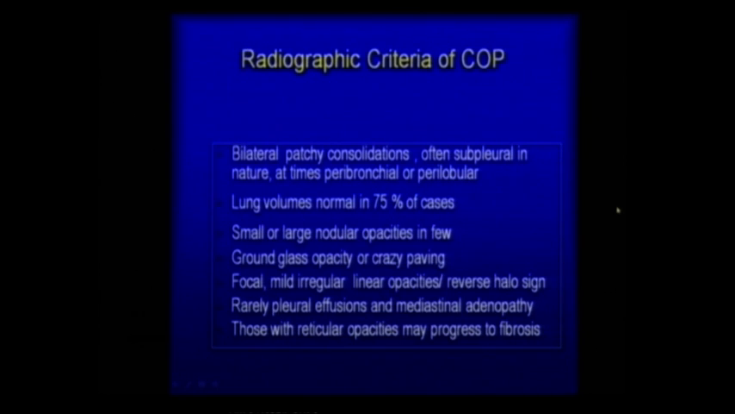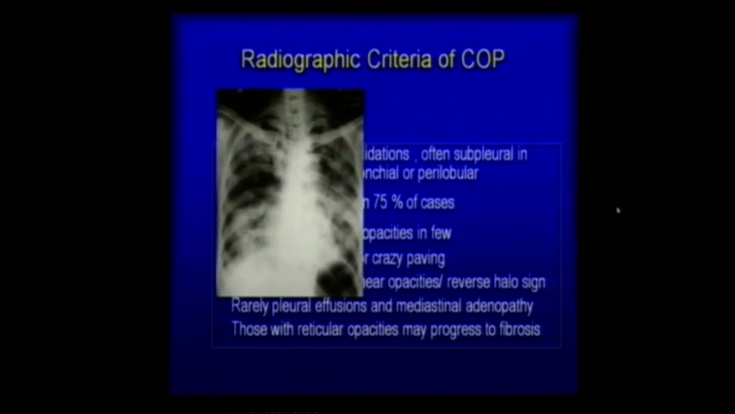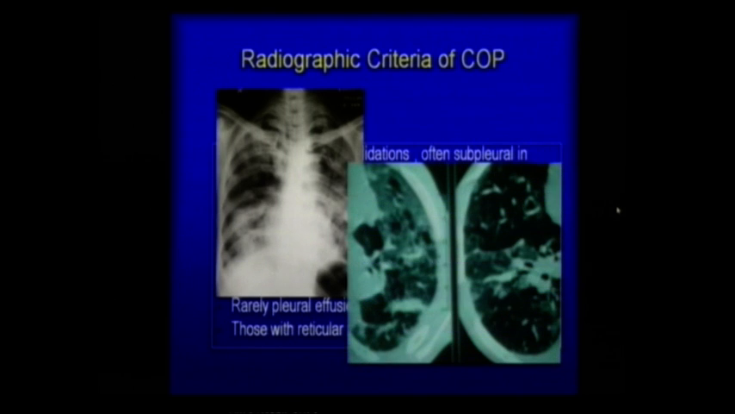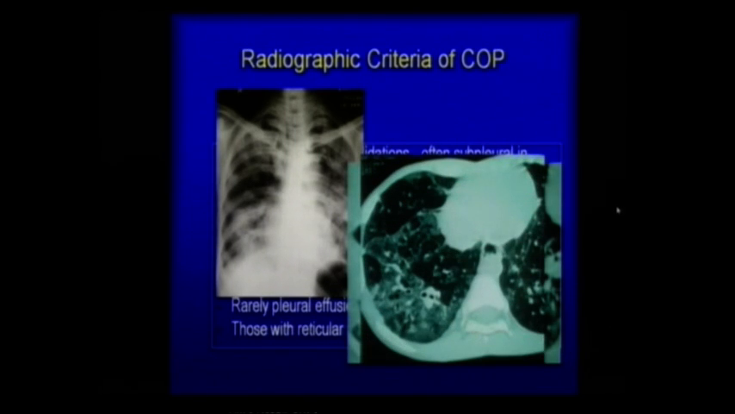Rarely pleural effusions and mediastinal adenopathy, and if they happen to get reticular opacities, they are going to progress to fibrosis. So the chest X-ray, you just identify something like a chronic eosinophilic pneumonia, that is peripheral opacities. See the pattern of CT. You get a geographical pattern. Some parts are quite triangular peripheral opacities. See it more patchy, it's not homogeneous. See exactly what is happening.